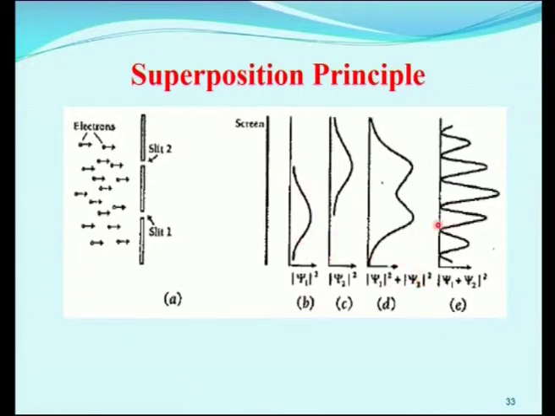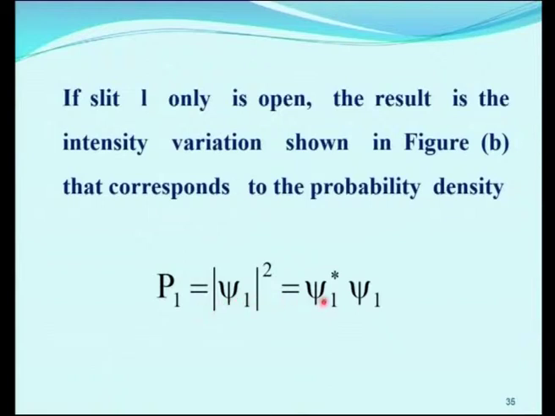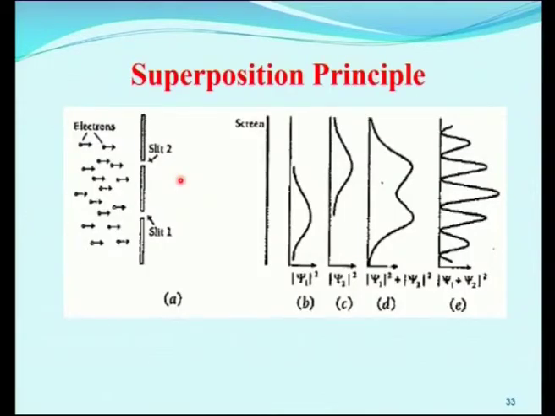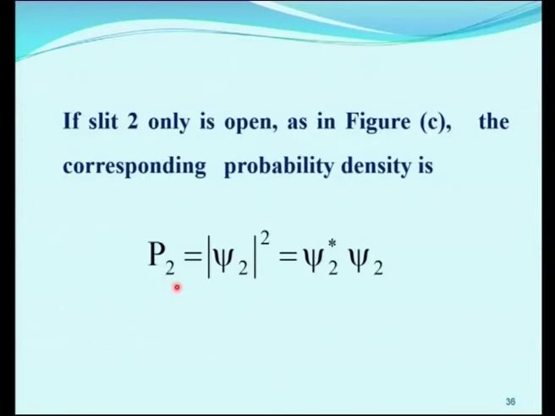Now, let us describe this diagram in detail. Let us apply this superposition principle to the diffraction of an electron beam. Figure A shows a pair of slits through which a parallel beam of monoenergetic electrons passes on its way to a viewing screen. If slit 1 only is open, the result is the intensity variation shown in figure B, which corresponds to the probability density P1 equal to psi 1 star into psi 1, that is equal to modulus psi 1 squared. Similarly, if slit 2 only is open, as given in figure C, the corresponding probability density is P2 equal to psi 2 star into psi 2, equal to modulus psi 2 squared.